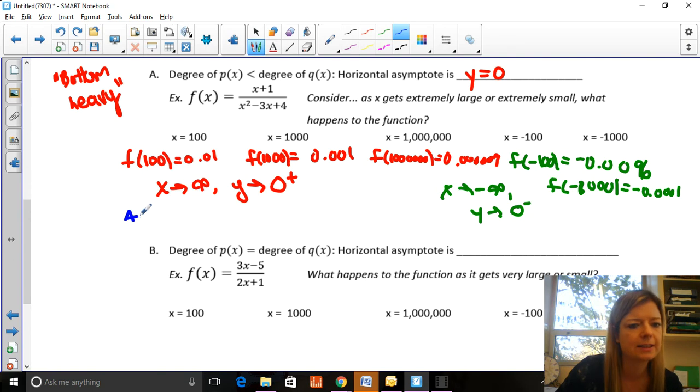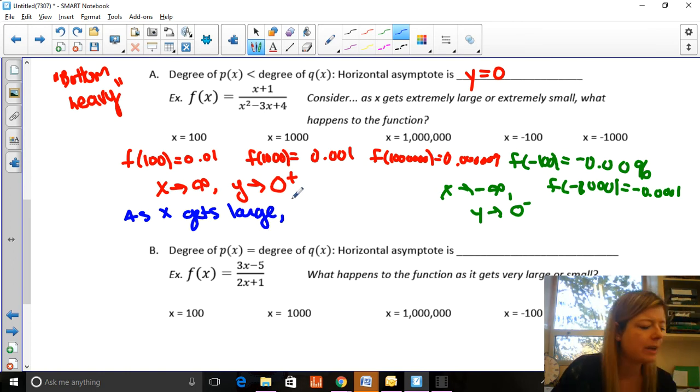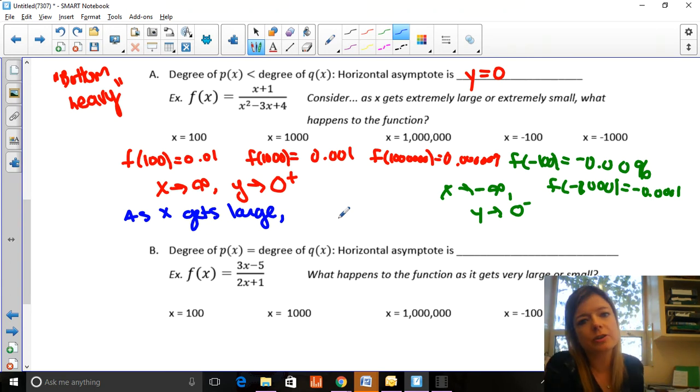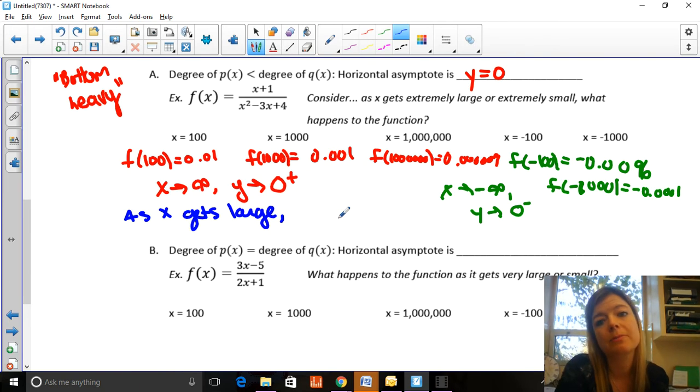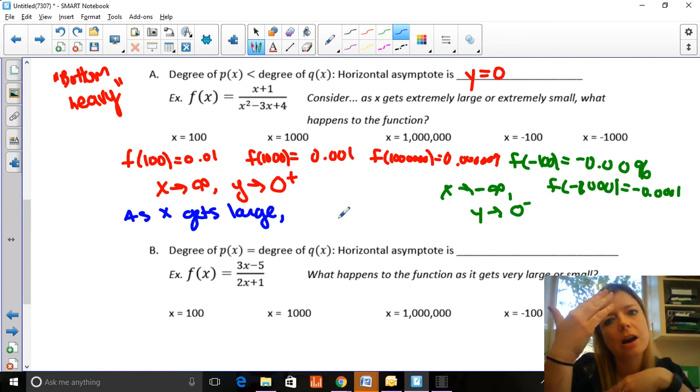As x gets large, the denominator becomes much larger. I'm just going to say this instead of writing it because it's going to get messy. As x gets large, the denominator is much larger than the numerator. So the size of the denominator grows much faster than the size of the numerator because the degree is higher. Therefore, that's why it gets closer and closer to 0, because your denominator is getting much bigger than your numerator. So how far apart they are, that gap becomes bigger and bigger, and that's what makes it approach 0.